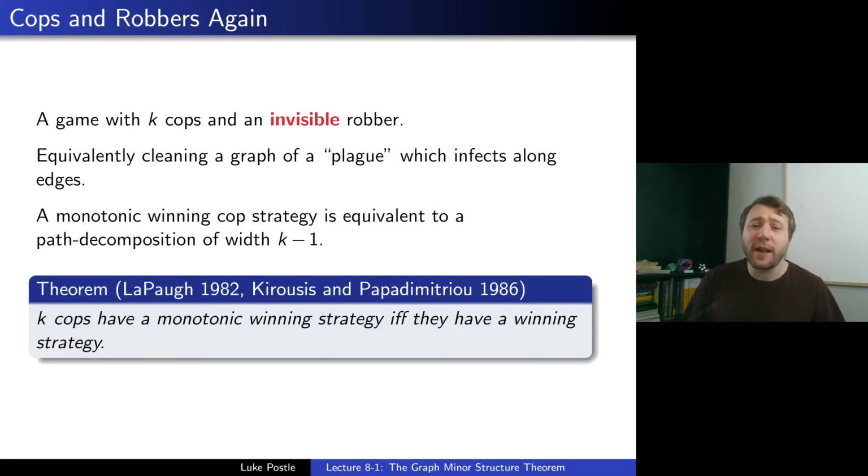Actually, LaPaugh and Kirousis and Papadimitriou independently had shown that k cops have a monotonic winning strategy if and only if they have a winning strategy. We won't get into what would be a robber winning strategy here, or the analog of brambles, etc. But this began to inspire the Seymour and Thomas work, which did it when the robber was visible and led to brambles there. So that's all I wanted to say about path decompositions. You can learn and study more about them. They're, again, nice, easier versions of tree decompositions. But they will importantly come up in the statement of the graph minor structure theorem, so I thought I'd say a little bit more about them.